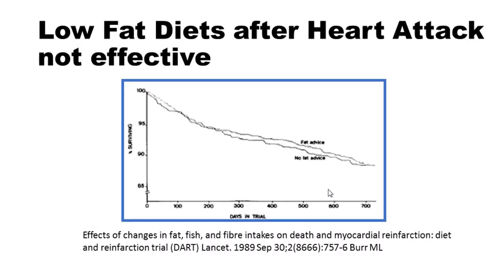And in 1989, you started to see some changes. This is the DART diet and reinfarction trial, which is a classic trial, a randomized control trial that really wanted to prove the point that eating less fat would reduce heart disease. It was a secondary prevention trial, and if you look at fat advice versus low fat advice, you see that there's no benefit to eating low fat diets.